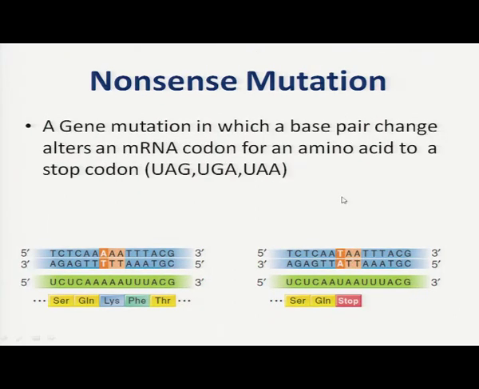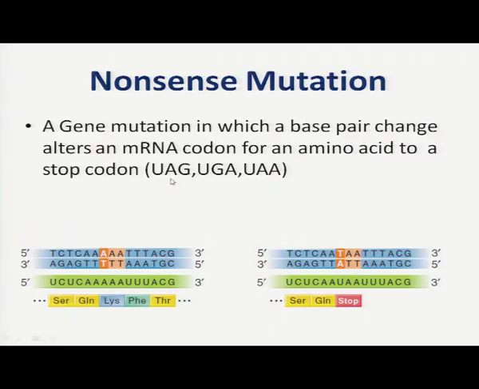Now, the next example of point mutation is nonsense mutation. A nonsense mutation is a gene mutation in which a base pair change alters a messenger RNA codon for an amino acid to a stop codon. That means, if there is a change in the DNA sequence which leads to a change in messenger RNA, the messenger RNA will code for a stop codon. As we know, we have 3 stop codons: UAG, UGA and UAA.